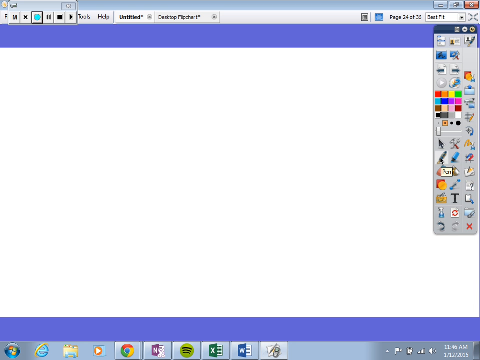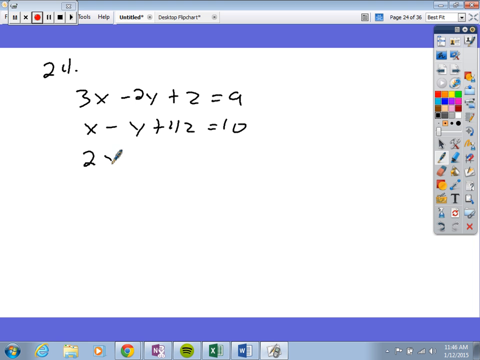Number 24 says, use matrices to solve the following system. So let's write down the following system. 3x minus 2y plus z is equal to 9. x minus y plus 4z is equal to 10. 2x plus 3y minus z is equal to 53. Now, matrices are very, very simple.